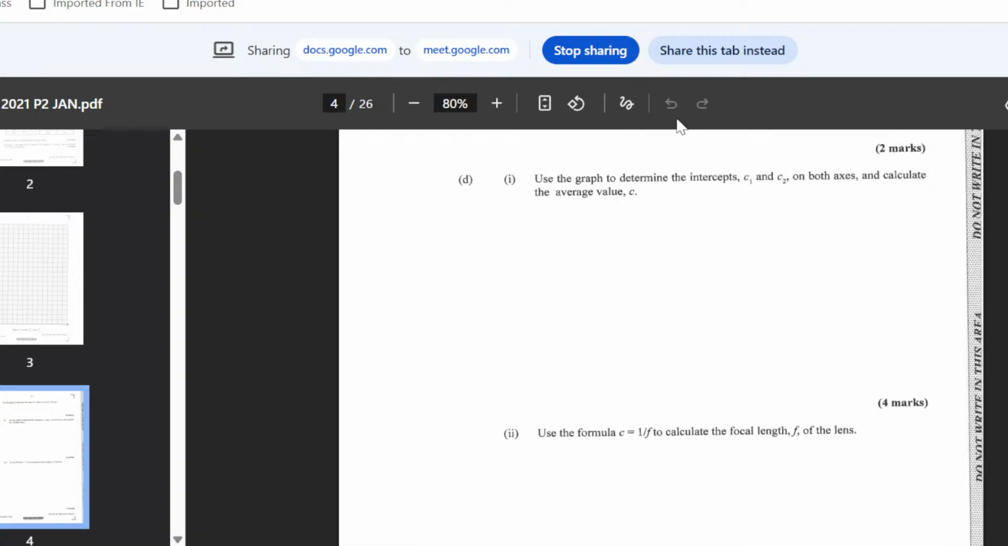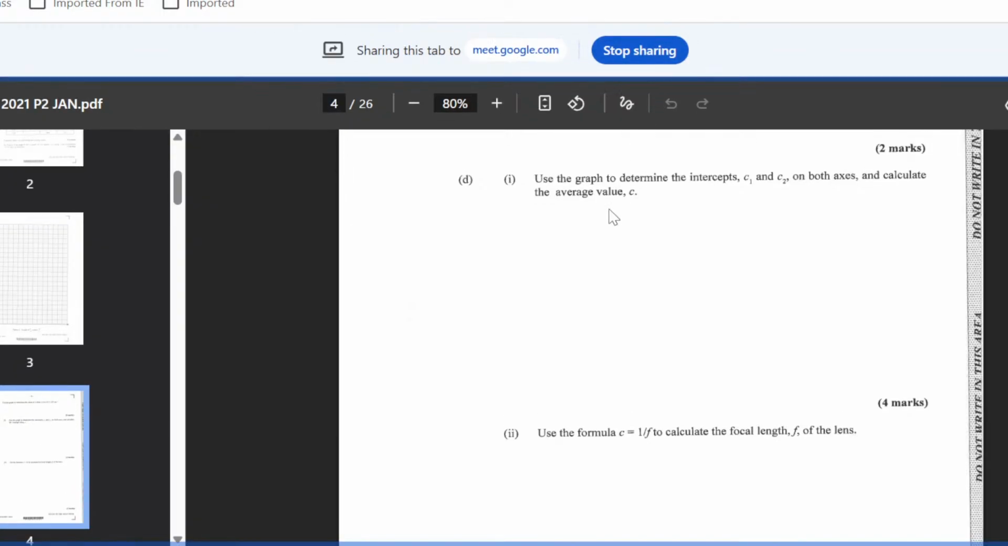So let me show you what you were answering just by doing that. So looking at the axis, where the line crosses the y-axis, that's about 6.7. Where it crosses the x-axis, that's about 6.5 times 10 to the minus 2. So this was the follow-up question to that. So use the graph to determine the intercepts C1 and C2 on both axes and calculate the average value C. So that's what you're doing for 4 marks.